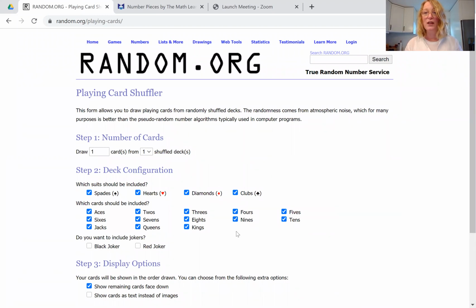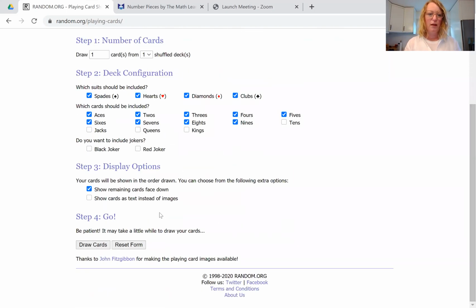So I know there's a lot of words here. Don't worry about the words. The part I want you to pay attention to is this part right here with all the blue check marks, because this is saying which cards do you want. And you know how when we play math games, sometimes we take some of the cards out. Same thing with this game. We don't want tens, we don't want jacks, we don't want queens, we don't want kings. So I'm unclicking those. The numbers we do want is 1, 2, 3, 4, 5, 6, 7, 8, 9. Those are the numbers we want. So once I got that set up, then you scroll down to the bottom and it says, go, draw cards.